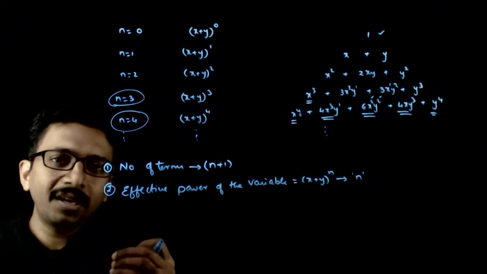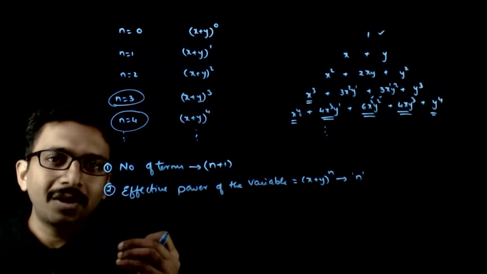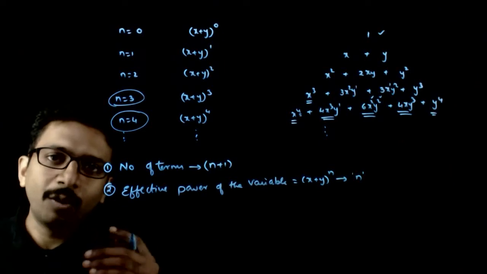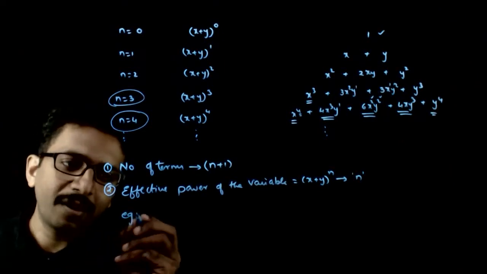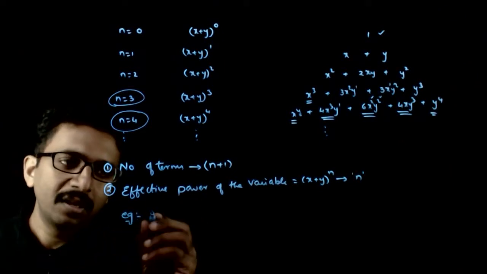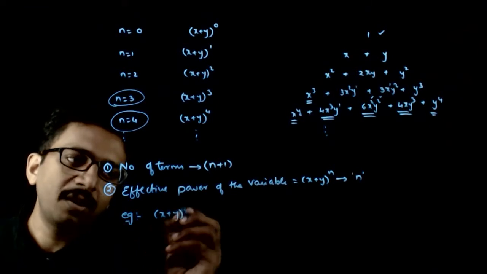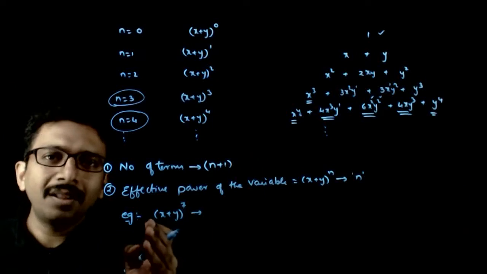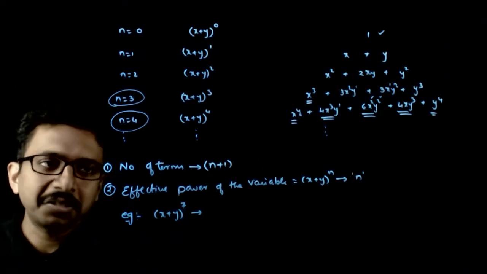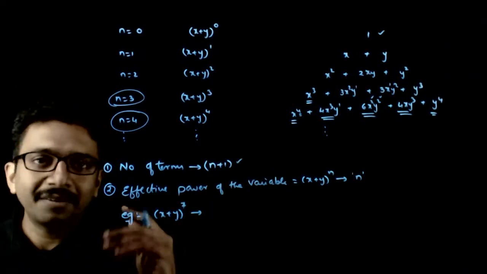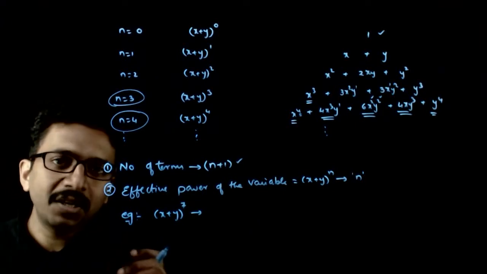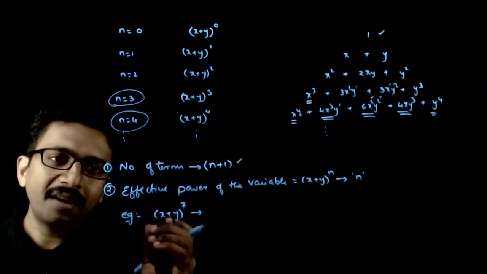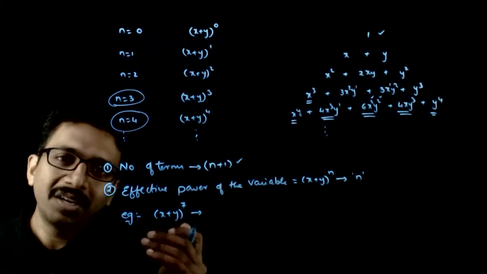That is, you have a very clear idea what are the terms that you expect in (x plus y) whole power n. Example. Once we observe this, you can see that if I have (x plus y) whole power 7, you know what are the terms that are present in this expansion. The first observation is you have 8 terms. The second observation is that every term should have an effective power of 7. So, what are the terms that you can expect?